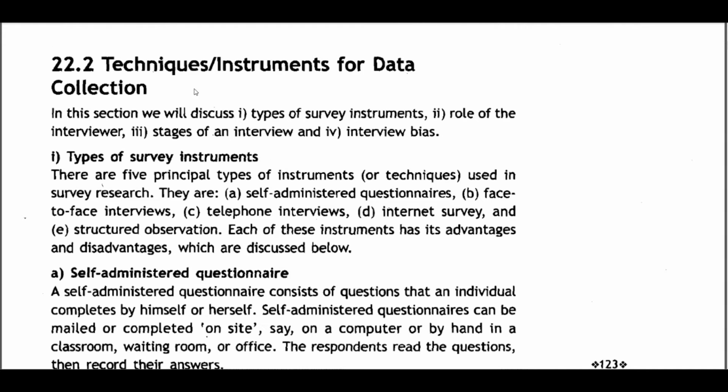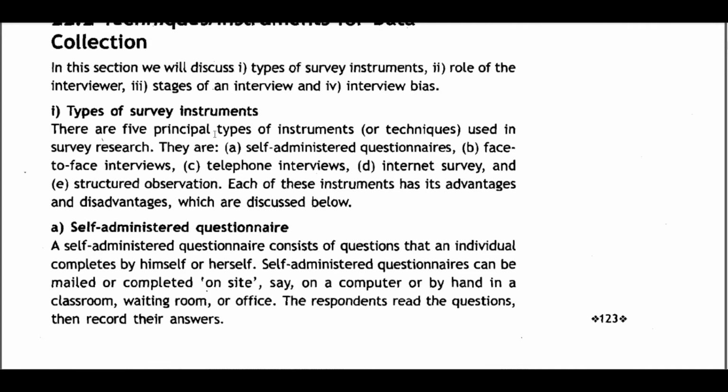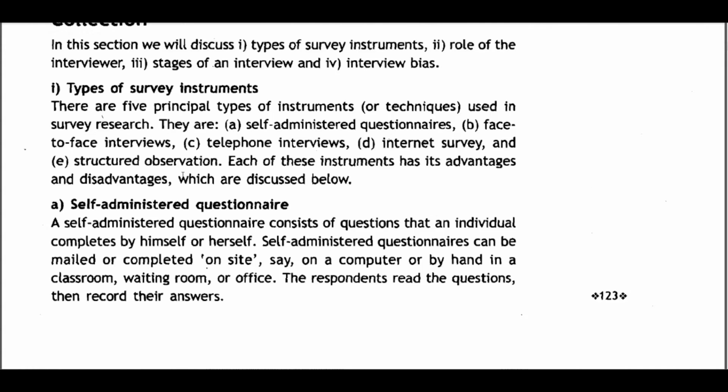22.2 Techniques or Instruments for Data Collection. In this section, we will discuss the types of survey instruments, the role of the interviewer, stages of an interview, and interview bias. Types of survey instruments. There are five principal types of instruments or techniques used in survey research. They are self-administered questionnaires, face-to-face interviews, telephone interviews, internet surveys, and structured observation. Each of these instruments has its advantages and disadvantages, which are discussed below.